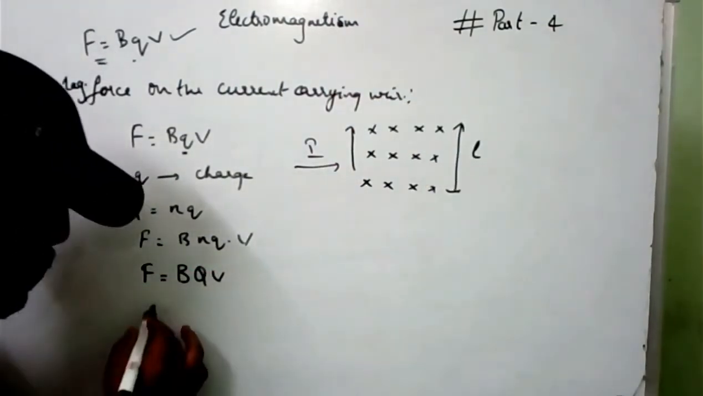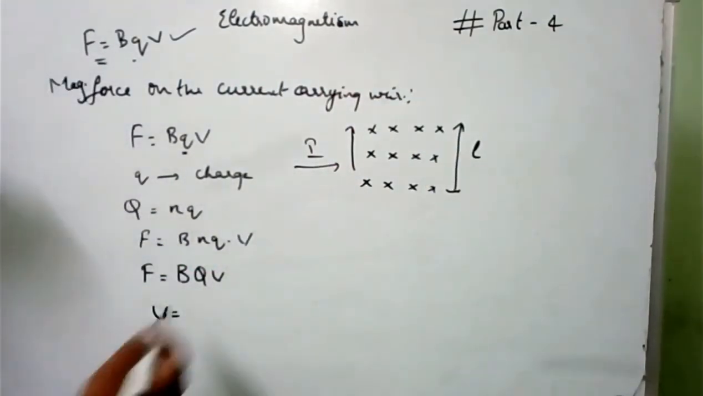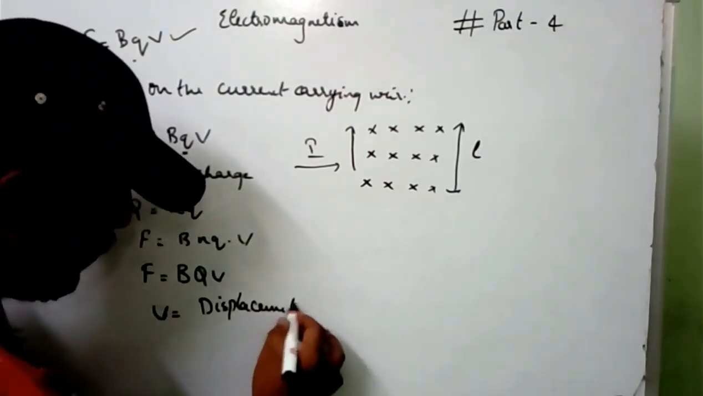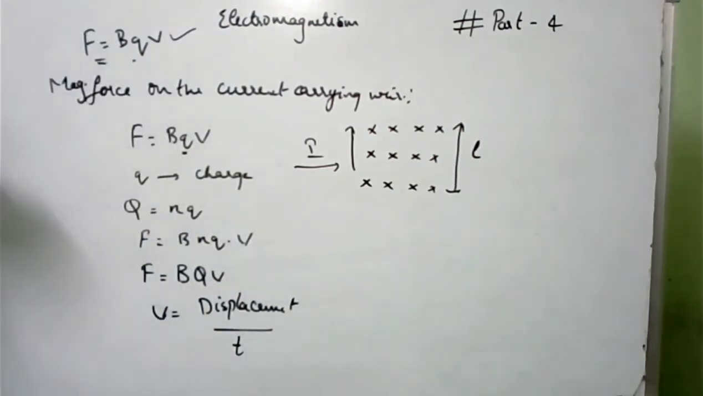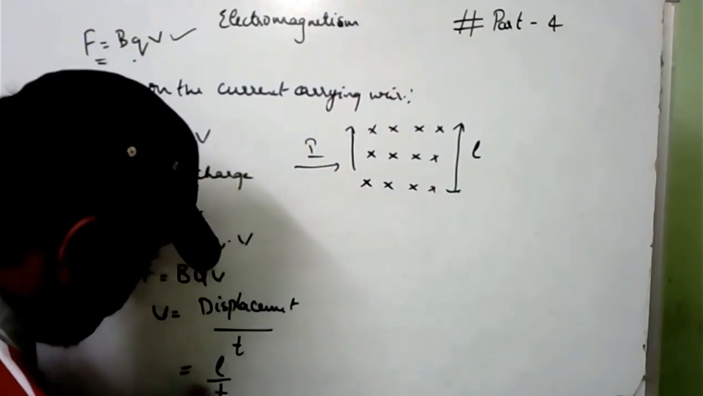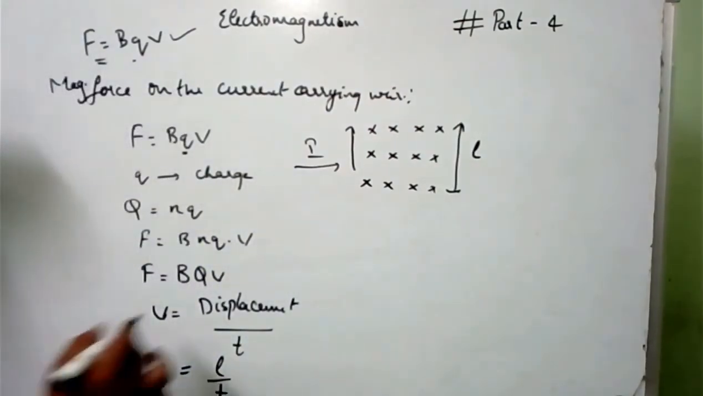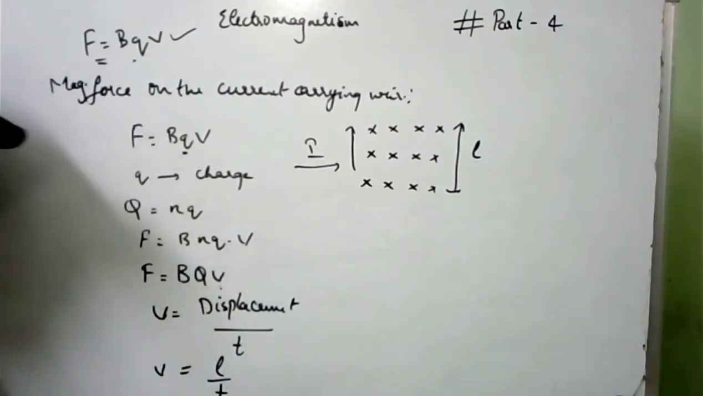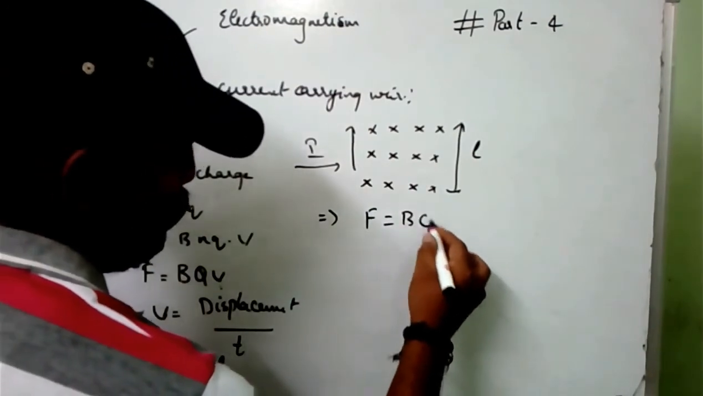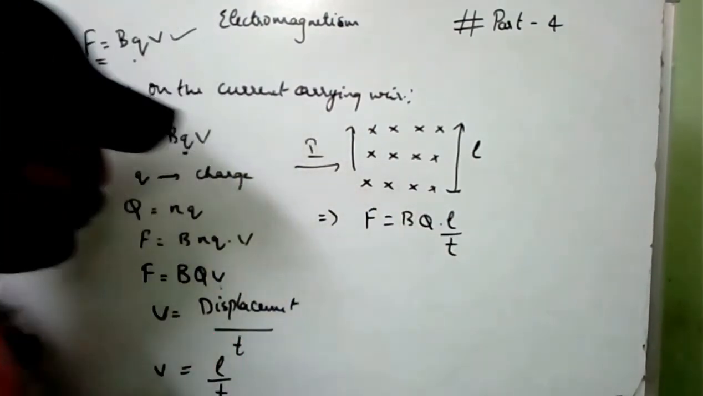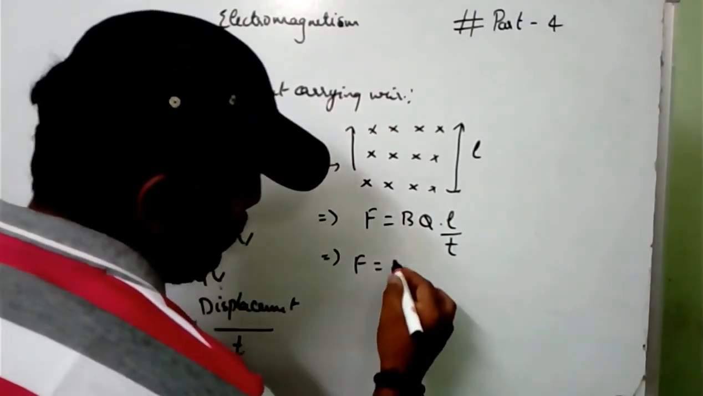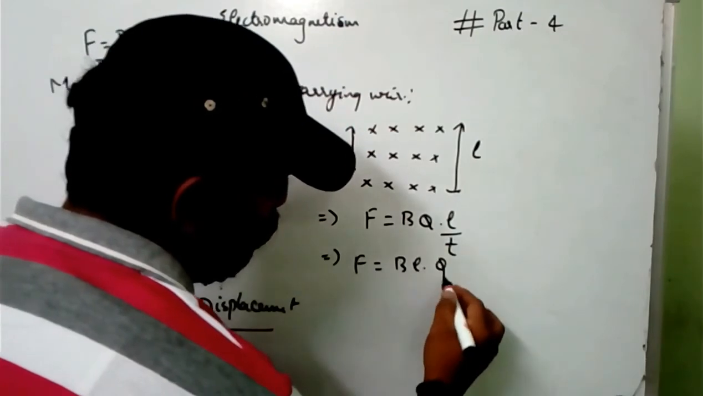What is the basic definition of velocity? Velocity is nothing but displacement by time. Here displacement is nothing but the length of the field, so V is equal to L by T. In place of V I will substitute L by T. What I will get is F is equal to BQ into L by T, which implies F is equal to BL into Q by T.